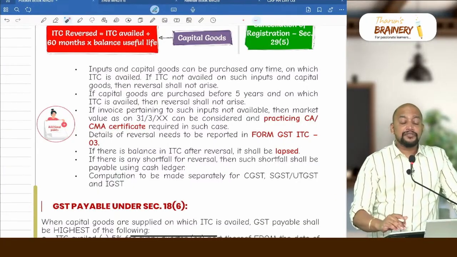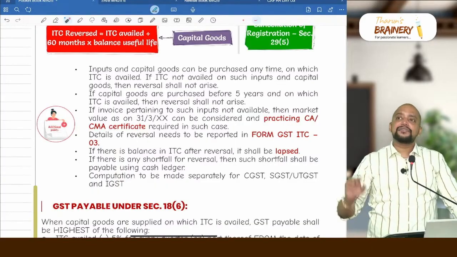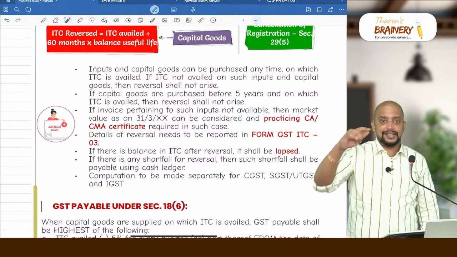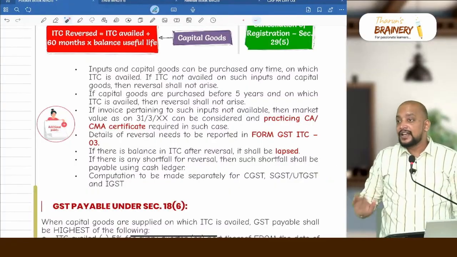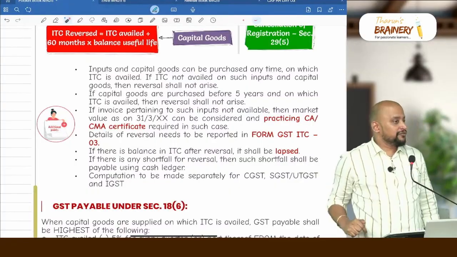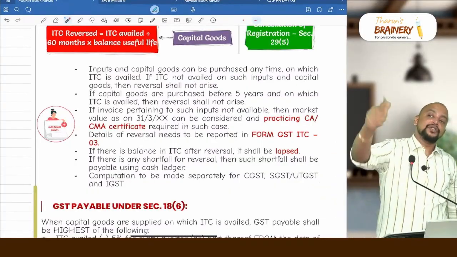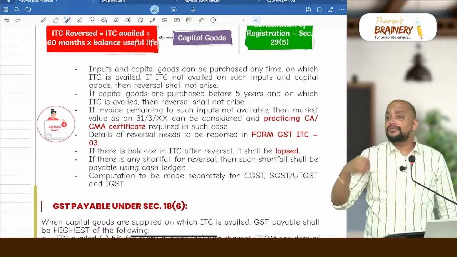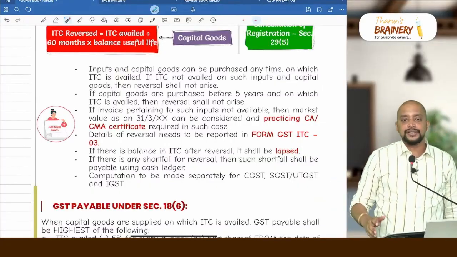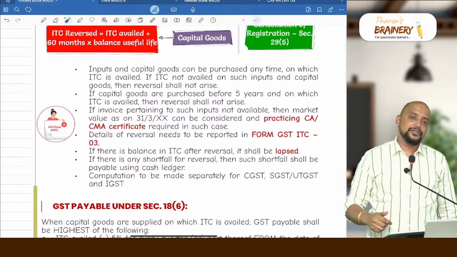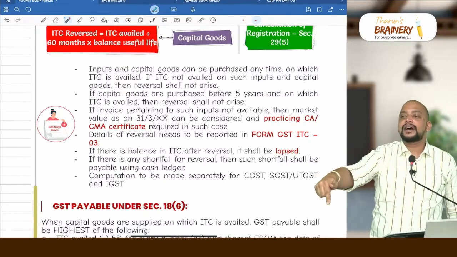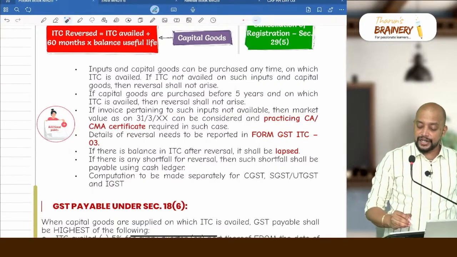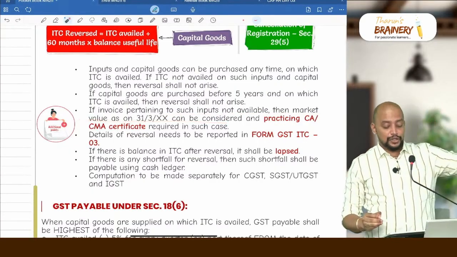Then what if the invoice is missing? In case of 18(1)(c)/(d), matching is required, correct? So matching is required, then only we can take ITC. But in this 18(4), no matching. If you have the asset, you reverse. That is, if you have the closing stock, if you have the capital goods, you need to reverse. Sir, I don't know the invoice. You don't know the invoice? Today whatever is the market value, you take and you reverse. If the invoice pertaining to such inputs is not available, then you need to take the market value.